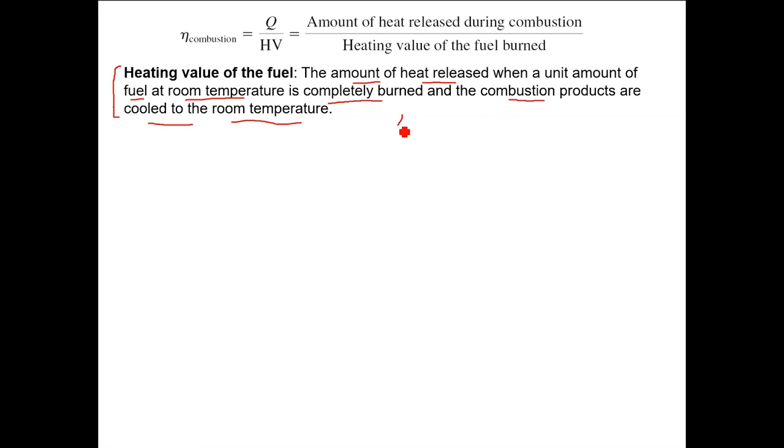Let's say the heating value of gasoline is 44 kilojoules per kg. This means that when 1 kg of gasoline is completely burned at 25 degrees centigrade and the combustion products are leaving the system at room temperature, this is the amount of energy that I will get out of it. Ideally, whether I'll get this amount of energy or not is dependent upon whether the combustion products are cooled to the room temperature or not. So this is the maximum that I can get, which depends upon the heating value.